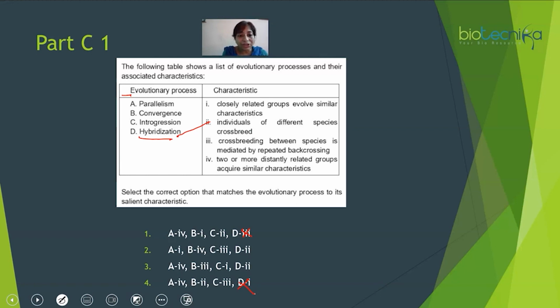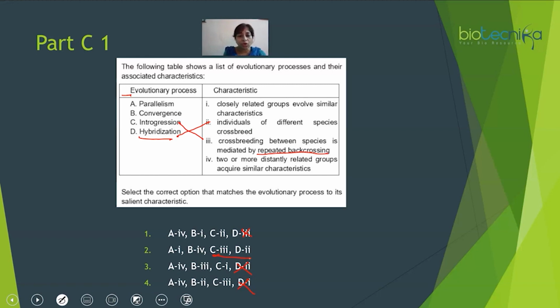Now let's talk about introgression. Introgression is also crossbreeding between different species, but it is mediated by repeated backcrossing. That is what introgression is. So C is 3, and C is 3 is only there in option 2. So you can just eliminate option 3 and you have got your answer just by matching 2 concepts. But yes, we will see the other 2 also.